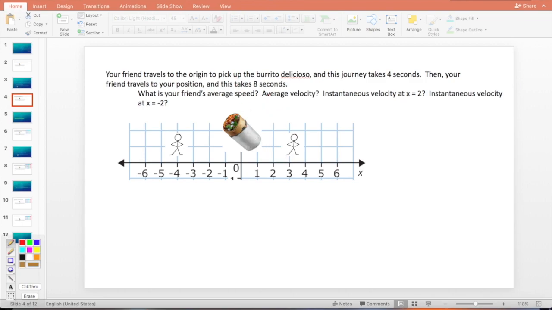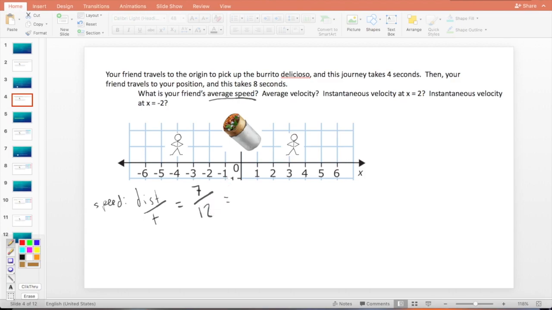So let's take this question first, the average speed. Remember, speed is distance traveled divided by time. So what's the total distance traveled? 1, 2, 3, 4, 5, 6, 7 is the distance. Are we worried that the friend went backwards? No, because it's distance. Distance never has a direction to it. It's scalar, and so speed will be scalar. How long did that take? Our overall time is going to be 12 seconds.